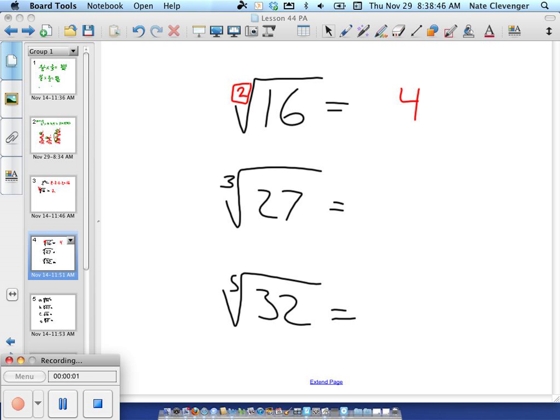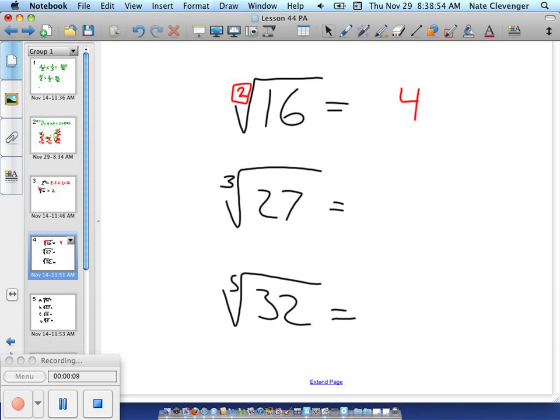Alright, so since we're recording this, let me review that then. Square root of 16 is 4. What number times itself twice gives you 16? Alright, now cube root of 27. This is one, if you have memorized, would be very easy.